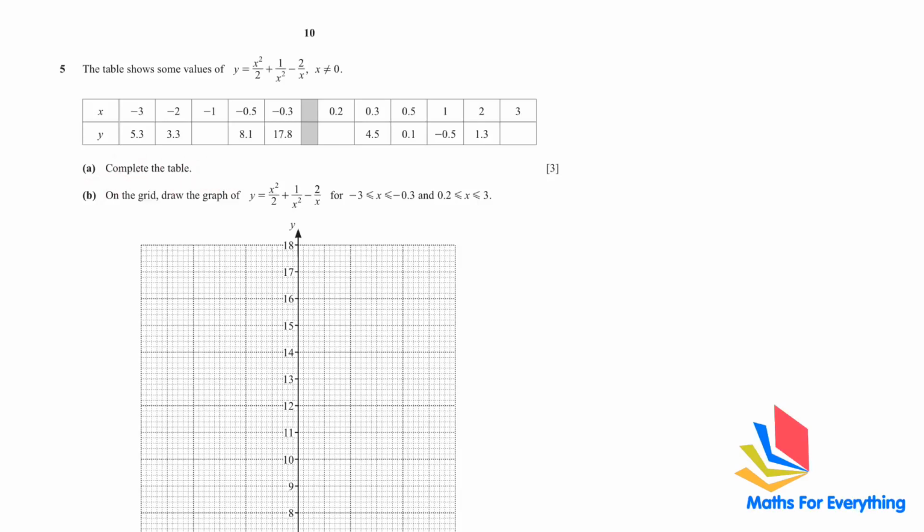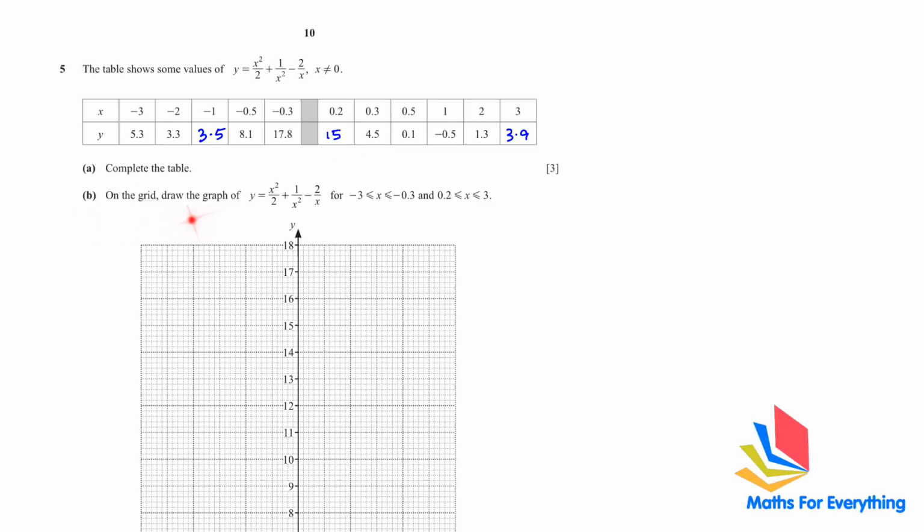complete the table. So in place of x, substitute -1. You just have to put it in the calculator. Remember to put brackets properly, and you will get the answer 3.5. When you substitute 0.2, you will get 15.02, but we'll round it to the whole number, which is 15. And when we substitute 3, we'll get 3.9, correct to 1 decimal place.